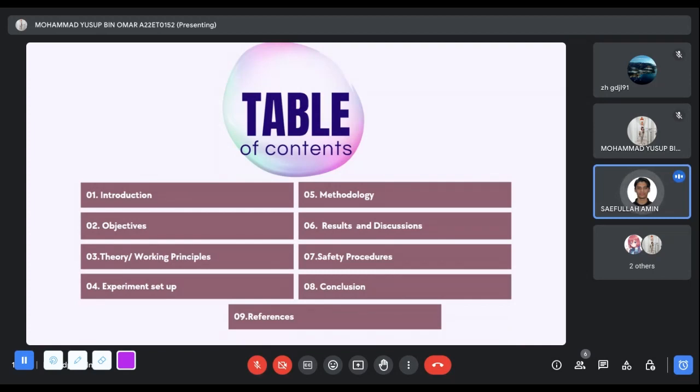Moving to the table of contents, we have an introduction, objective, theory, working principles, experiment setup, methodology, result and discussion, safety procedures, conclusion, and lastly references.